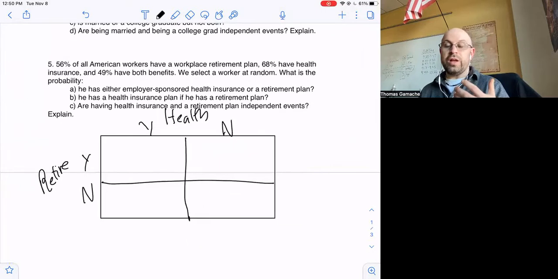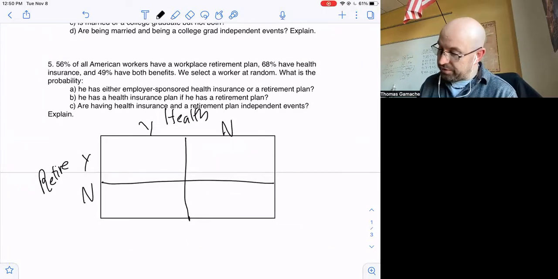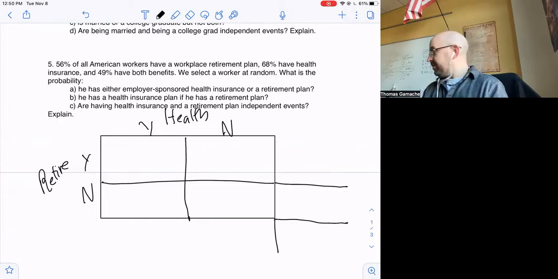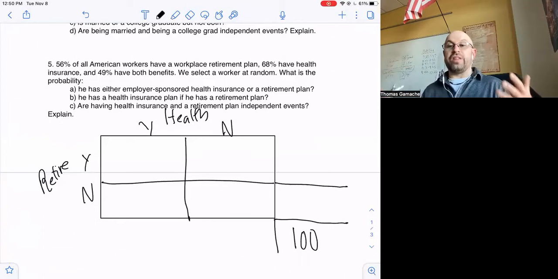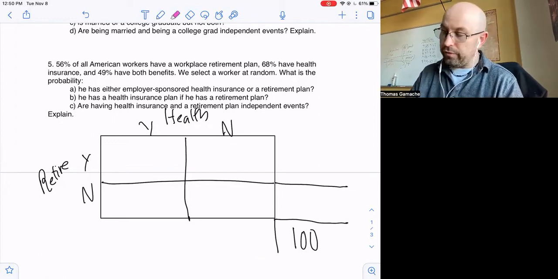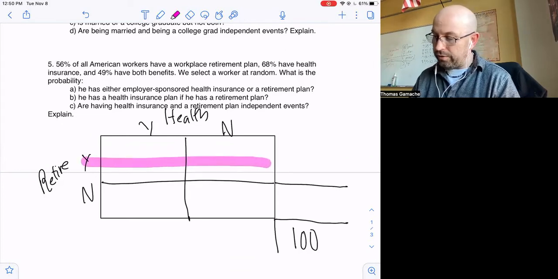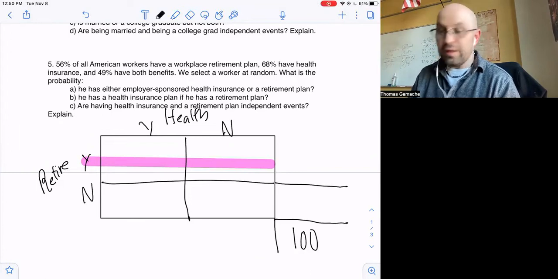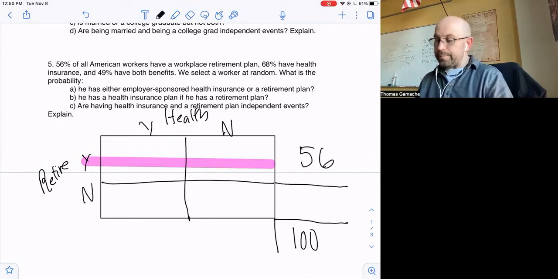So I'm going to fill in what I know. Now, since this is based on percentages, I'm going to fill in my marginal distributions, which are nice and easy because I know they always have to add up to 100. My whole sample space should add up to 100%. So that's nice and easy. It's telling me 56% of all American workers have a workplace retirement plan. So I'm going to look for my retirement plan here. Notice I have Y here. This is all the people who have it, the yeses. They should total up to 56%.